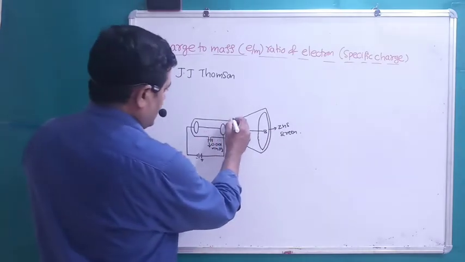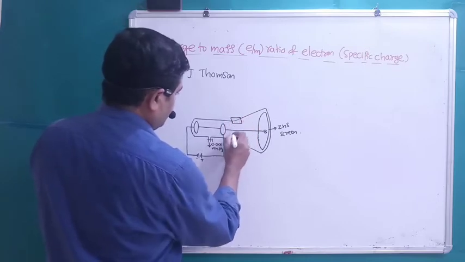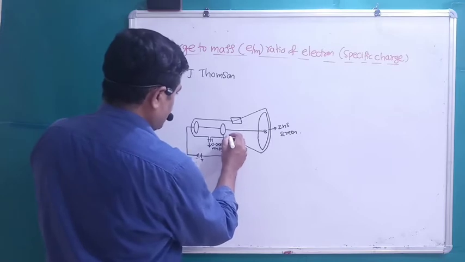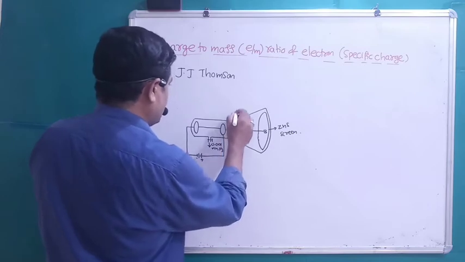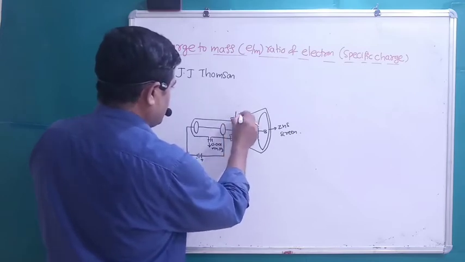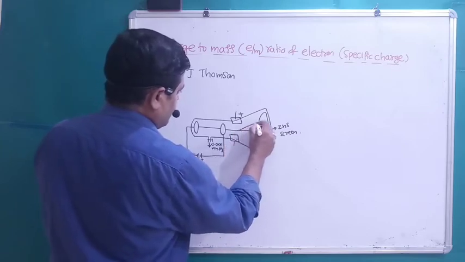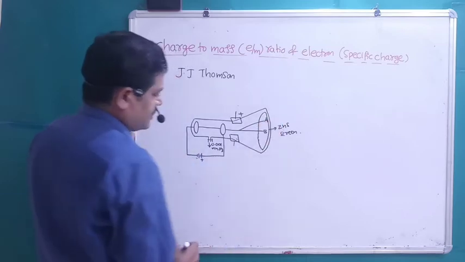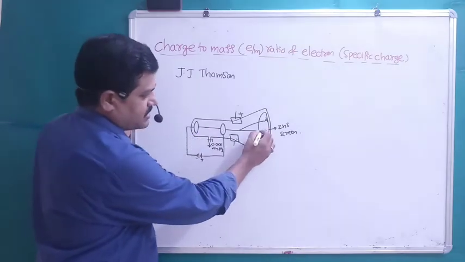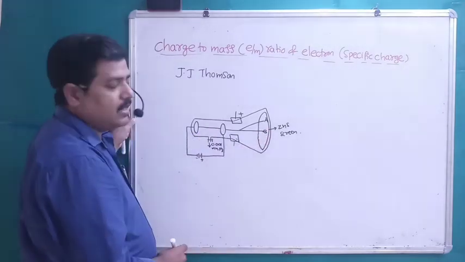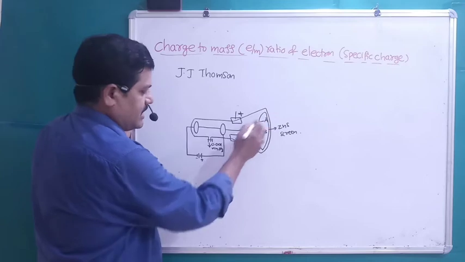Then an electric field alone is applied. We know cathode rays will deviate in external electric as well as magnetic fields. Assume this is a positive plate and this is a negative plate. Then the cathode rays hit at a point A. When there is no field, cathode rays hit the zinc sulfide screen at point B. When the electric field alone is applied, they hit at point A.